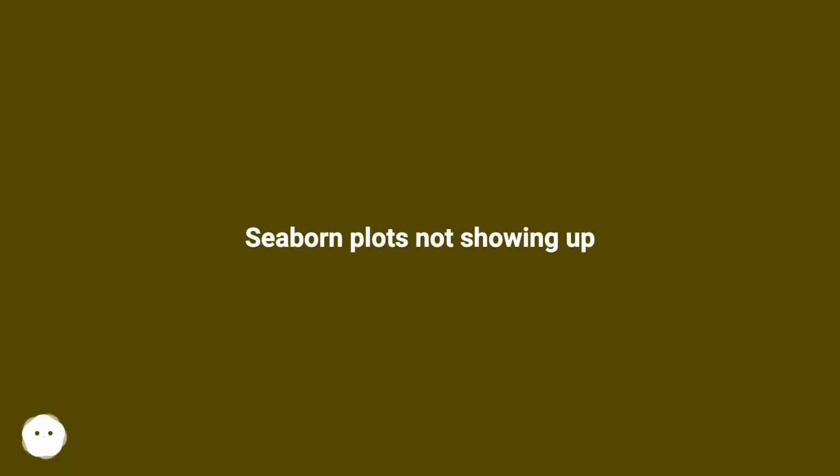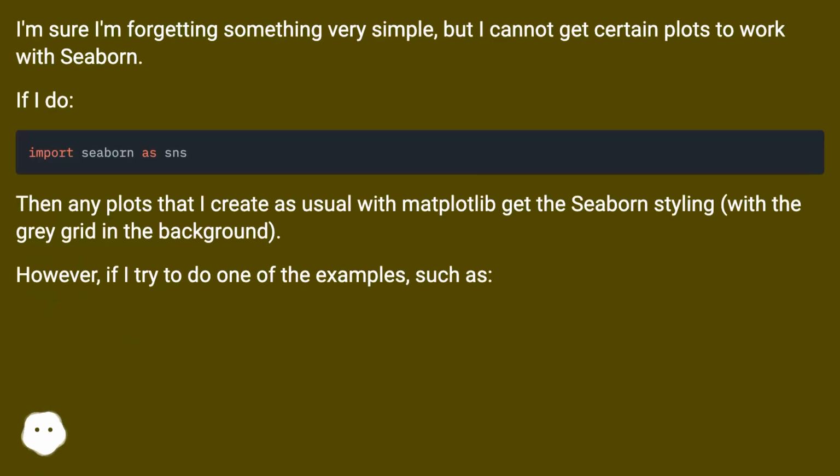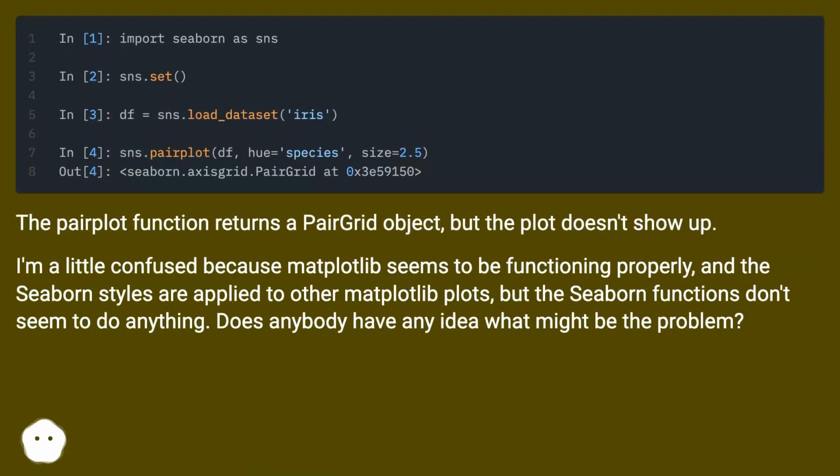Seaborn plots not showing up. I'm sure I'm forgetting something very simple, but I cannot get certain plots to work with Seaborn. If I do, then any plots that I create as usual with matplotlib get the Seaborn styling, with the grey grid in the background. However, if I try to do one of the examples, such as the pairPlot function, it returns a PairGrid object, but the plot doesn't show up.